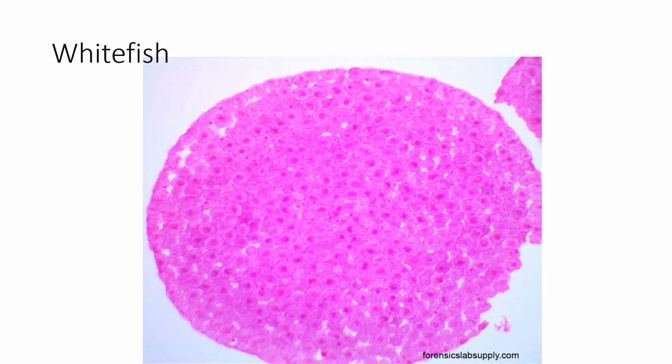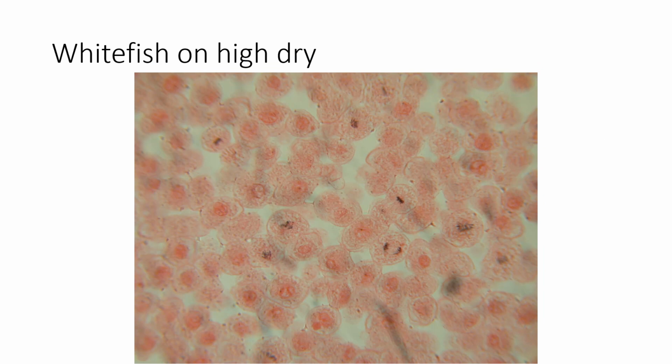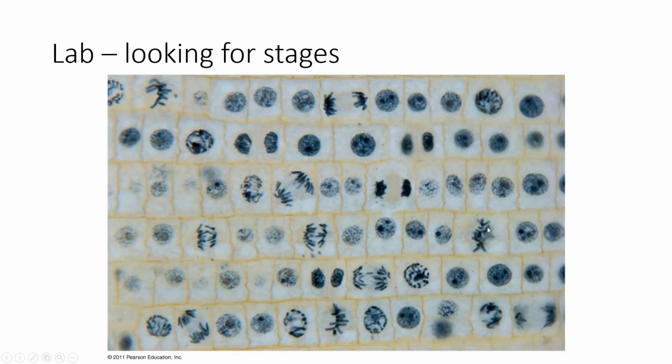So this is it on low power, and this is what that same thing looks like when you take it up to blue high power or high dry power. And so now you're starting to be able to see differences in the cells. Like that cell looks very different from this cell, which looks different from this cell. And so this is where we would start drawing what some of those cells look like and what the different stages are that they're in. We're going to be doing the same thing with plant cells. The same things are happening in plant and animal cells in the stages. They just look a tiny bit different, and I'll talk about those differences as we start to look at those cells.